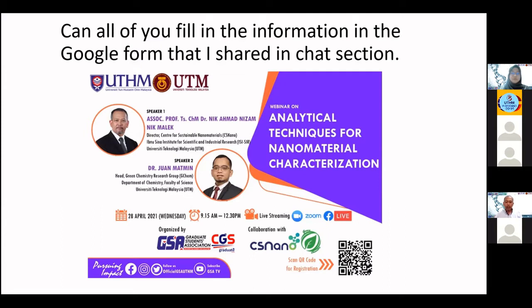It's not only focusing on nanomaterial. What I want to highlight here are some of the techniques, and I think the important part is also the application of these materials. I will show you my background after this.